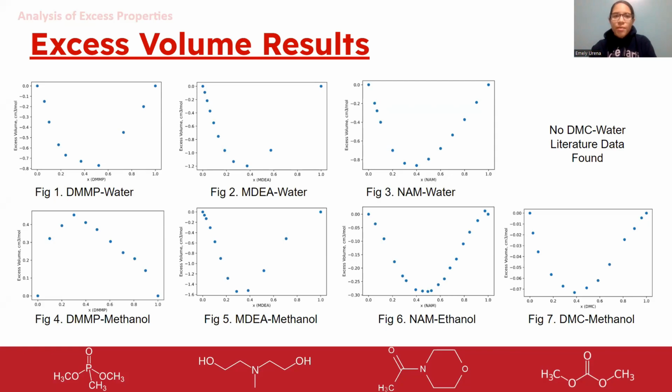For excess volume, most graphs depicted a negative correlation, except for the DMMP methanol mixture. While this could be an error from the literature data's experimentation, another reason for the positive plot could be bonding differences. While water has 2 hydrogen bonding sites, methanol only has 1, causing the DMMP methanol mixture to create globular components that repel each other. While this should repeat with the other mixtures, the only difference between the molecules in DMMP is a phosphorus atom, which may have an impact on how methanol binds to DMMP.